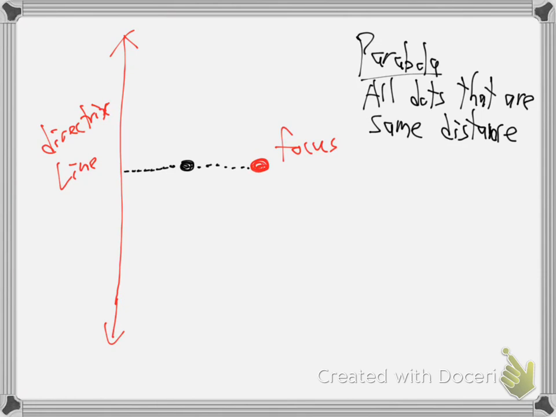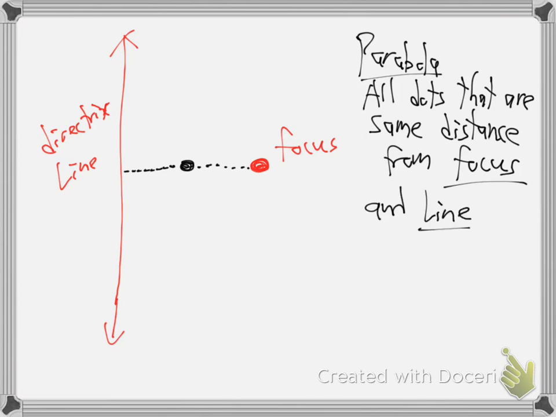It is all dots that are same distance from the focus point and that line called the directrix line. It's the set of all points. Every dot. If you put together all the dots that are same distance from the focus point and the directrix line, that's going to be your parabola.